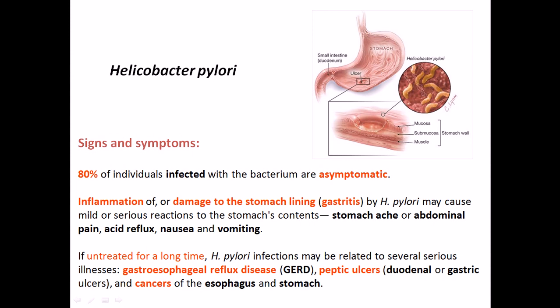Now if it is untreated for a longer time period, Helicobacter pylori infections may cause severe complications like gastroesophageal reflux disease, or GERD. In this case, the gastric content of the stomach effluxes out through our esophageal wall, and as it is highly acidic, this acidic stomach juice can cause severe damage to our esophageal wall.